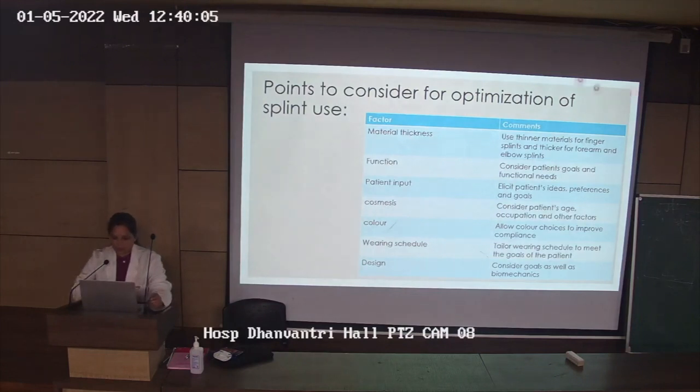Wearing schedule: tailor the wearing schedule to meet the goals of the patient. If the patient is a kid who has to go to school, or someone going to office, then accordingly we can change the schedule of the orthosis. As in scoliosis, the patient has to wear the orthosis full time. Then design: consider the goal as per the biomechanics of the involved deformity or part of the body.